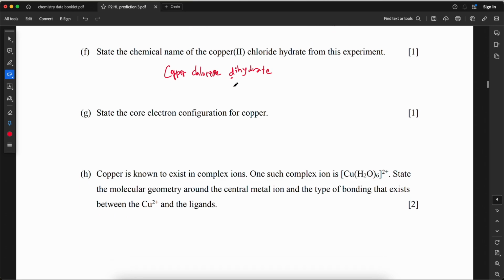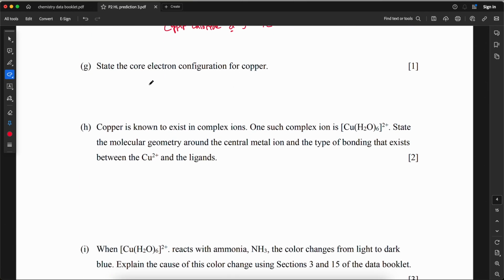State the core electron configuration for copper. Copper has the electron number 29. So that would be 1s2, 2s2, 2p6, 3s2, 3p6, 4s2, 3d9. But this cannot be accepted because it should be filled. So I will just use the short notation. That should be 4s1, 3d10.